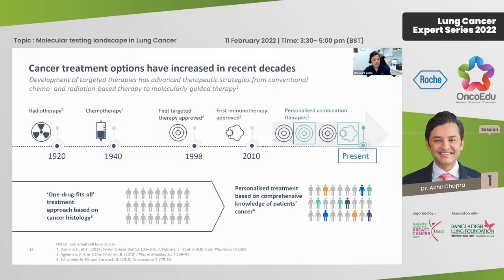As I mentioned, there has been a decline in mortality from lung cancer, primarily because of better detection, better access to services, better surgical treatments, as well as better cancer treatment options for advanced cancer. If you go back to the 1920s and 30s, we only had radiation therapy to treat lung cancer. From 1940 to now, we've had chemotherapy. Not a lot of progress over the past two decades with chemotherapy. In 1998, we had the first targeted therapy approved, and in 2010, the first immunotherapy approved. And now we are commonly using personalized combination therapies such as chemotherapy and immunotherapy, and even combined targeted therapy.